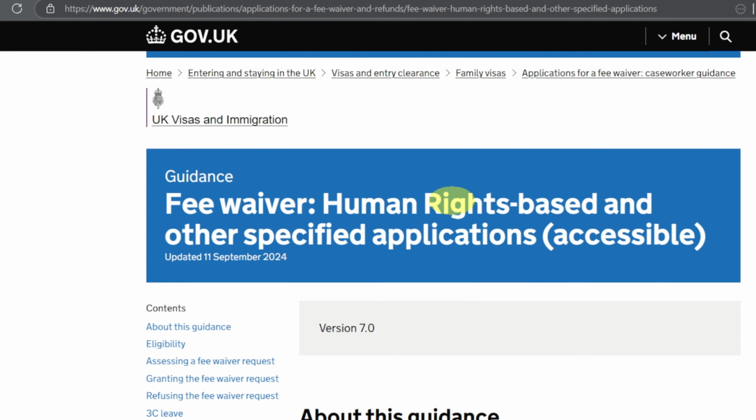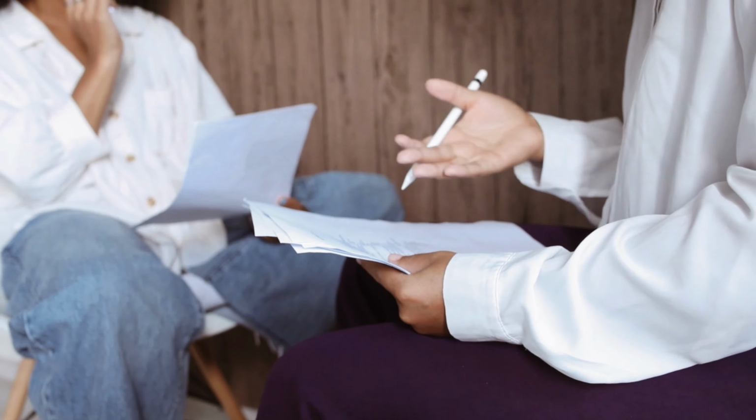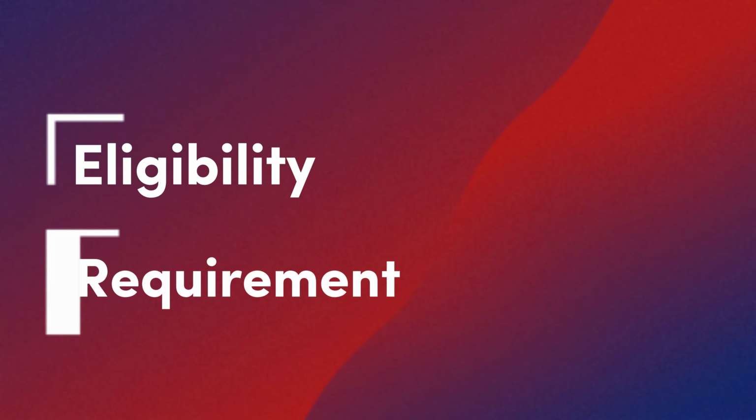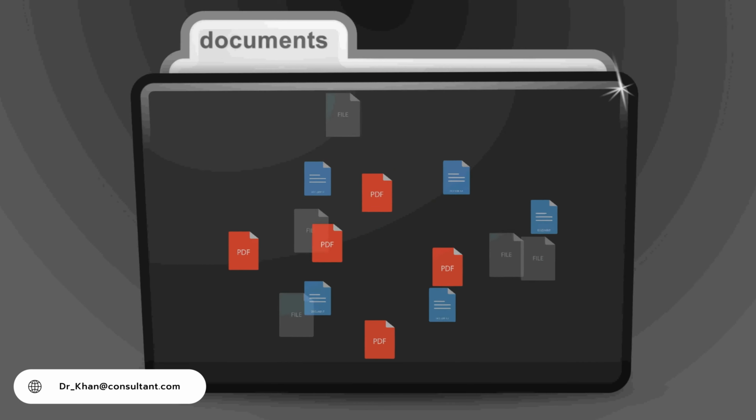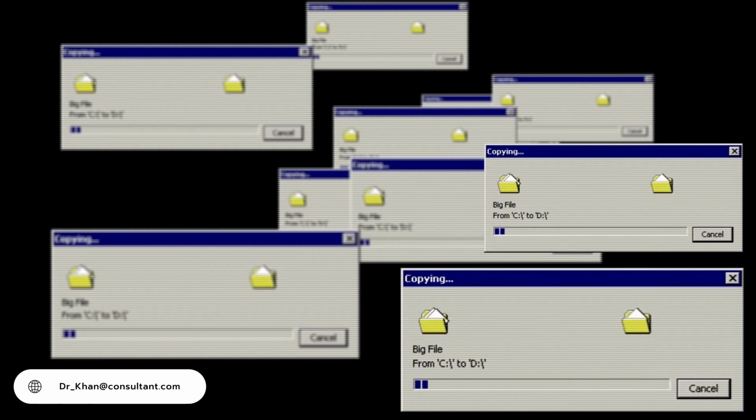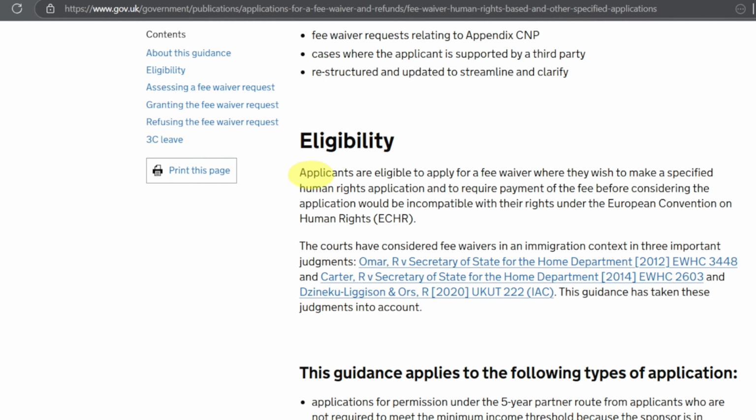In today's video, we will discuss fee waiver, human rights based and other specified applications. Many applicants ask me how they can waive their fees and what is the procedure for that. So I will first discuss the eligibility, then I'll discuss the requirement, and I'll also show you how to do that. In the end, I will also provide you the PDF file that you can download and use. All my content is from gov.uk. So let's discuss the eligibility for that.